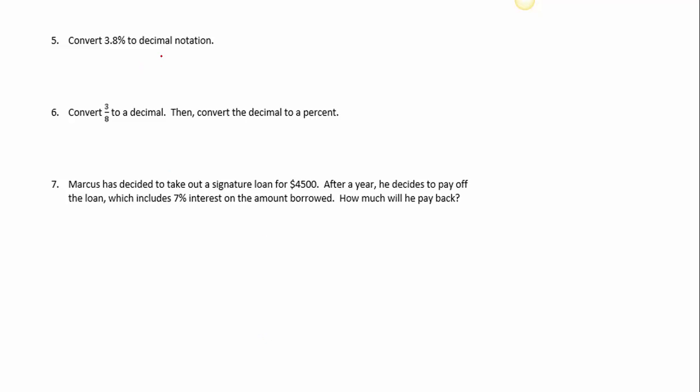Convert 3.8% to decimal notation. Now we have to divide by 100%. So 3.8% divided by 100%. So that would be 0.038. That would be the decimal notation.